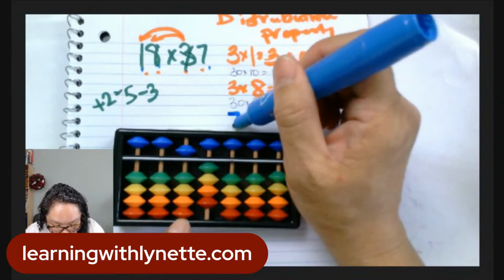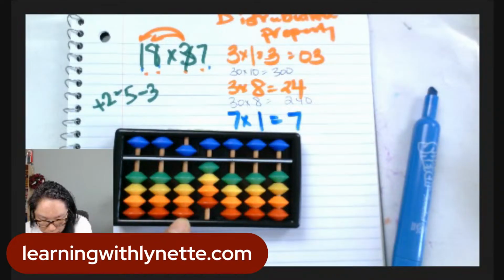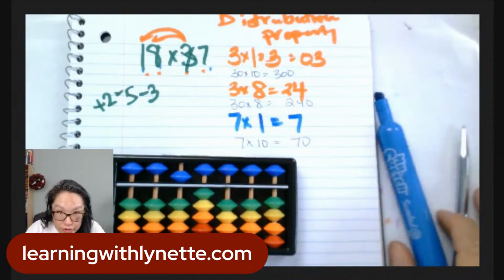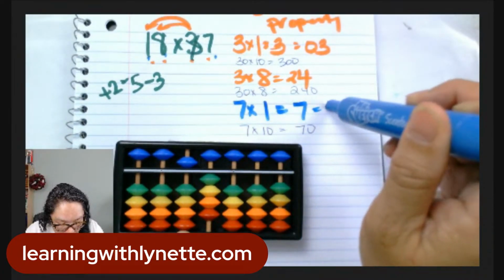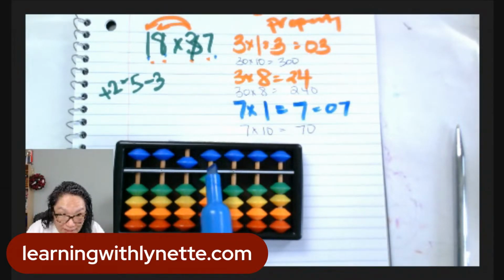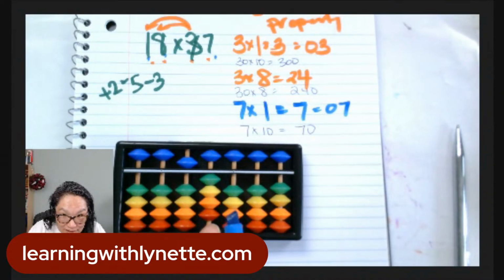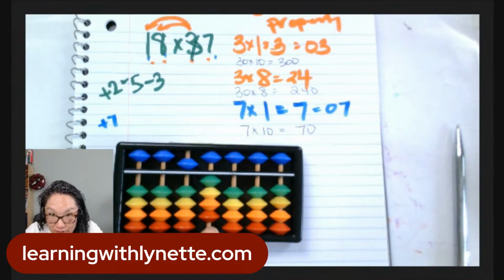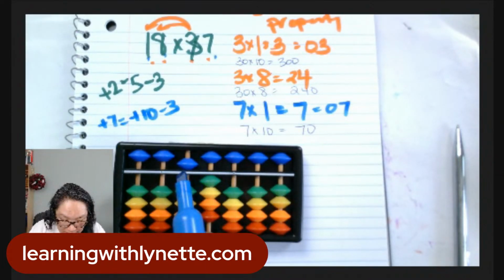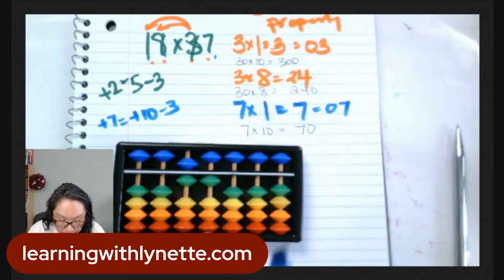So we could do 7 times 1 is equal to 7. Or we can do 7 times 10 is equal to 70. You could do that. 7 is a single digit, so I'm going to make it 07. So that means 0, 7, plus the 7. How do I plus the 7? Plus the 7 is plus the 10 minus 3. Plus the 10, minus the 3. Take away the 3.